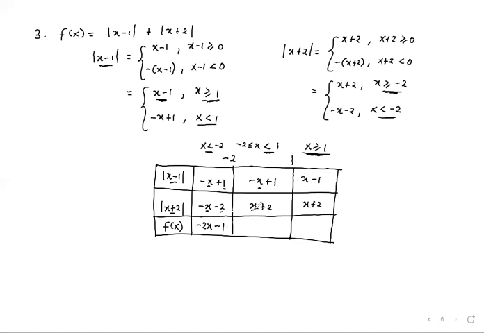-x plus x, we get 0. 1 plus 2, we get 3. And x plus x, we get 2x. -1 plus 2, we get 1.